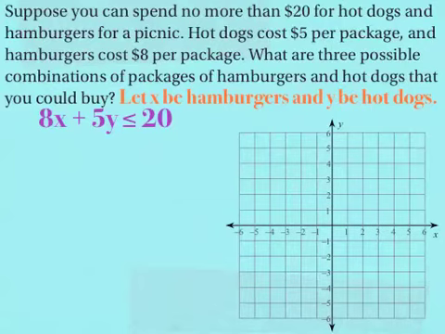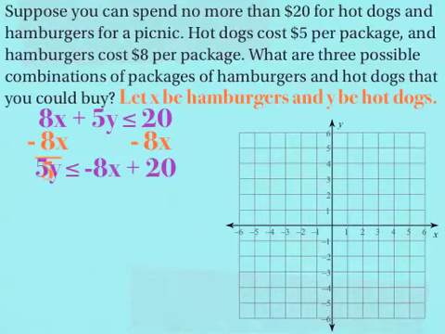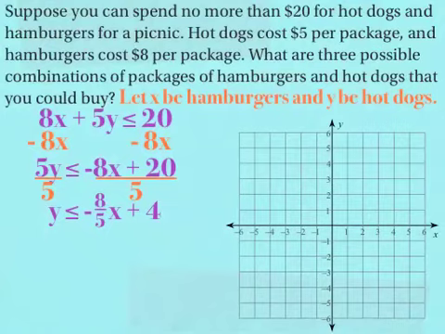I get the 8 times X because it's $8 per package of hamburgers, 5 times Y because it's $5 for every package of hot dogs, and then I know that I can spend no more than $20, so it has to be less than or equal to 20. Go ahead and solve for Y by subtracting 8X from both sides, and then we need to divide by 5. My inequality is not going to flip here because I'm dividing by a positive 5 on both sides. And it simplifies to Y is less than or equal to negative 8 over 5X plus 4.